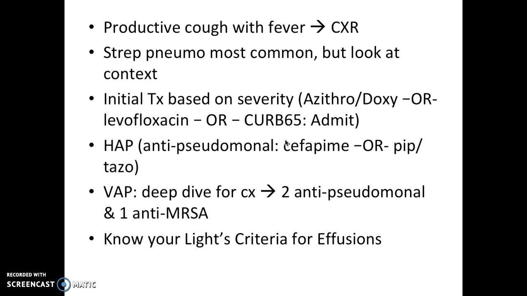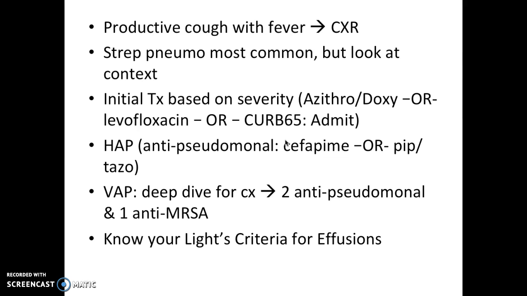So, in summary, you have a person who comes in with a productive cough and a fever, you might be suspicious for pneumonia, get a chest x-ray. Strep pneumo is the most common, but again, look at that context. For instance, Legionella, they love to test about that because of diarrhea and hyponatremia. The initial treatment for outpatients should be based on severity as opposed to the type of pathogen, which you're not typically going to know. So outpatient, you give them azithromycin, maybe clarithromycin, or doxycycline. If they had that comorbidity or were treated in 3 months, give them levo.